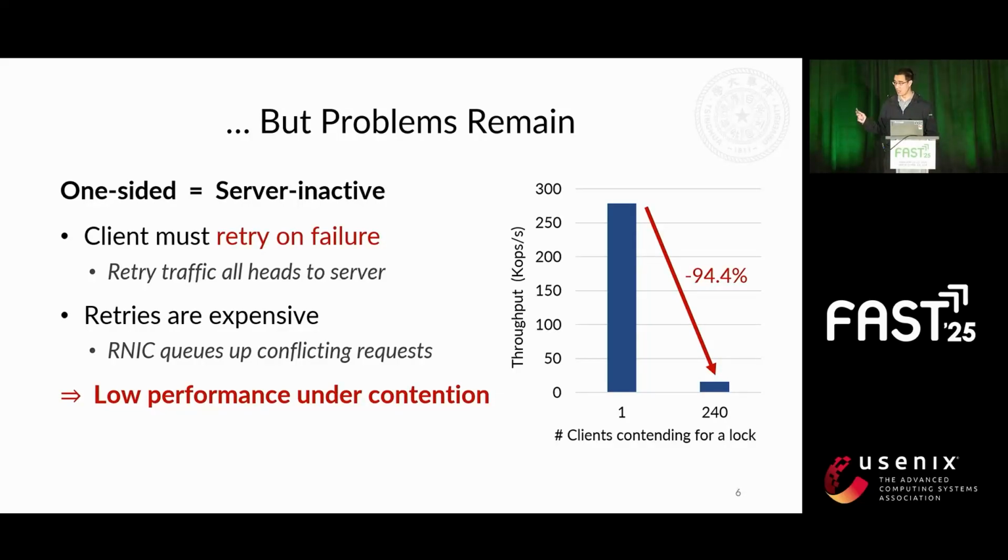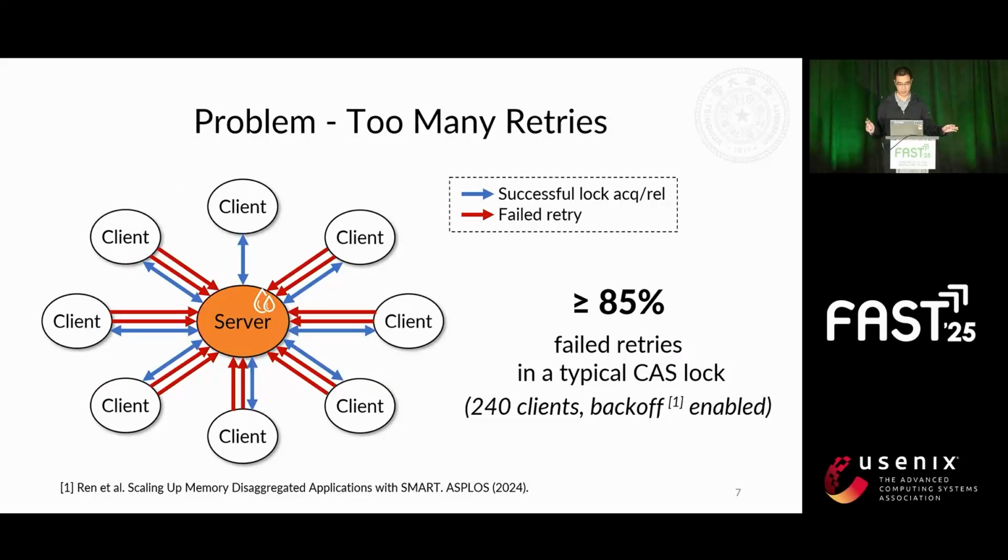As a result, if there is high contention, you may expect a significant performance drop of RDMA locks. If we have 200 contending clients, they will cut the throughput by about 95%. The ultimate problem here is that there are too many retries coming from clients that relentlessly try to acquire a lock that was occupied by others. These retries will devour the server's IOPS resources and cause performance degradation. With a typical compare and swap implementation, more than 85% of the retries will fail in a highly contended scenario.